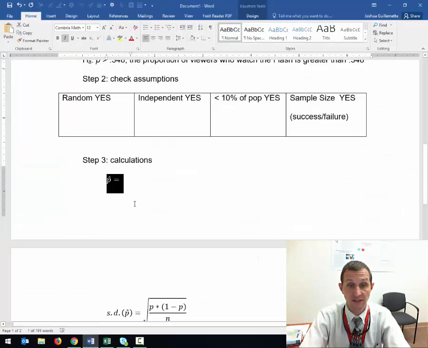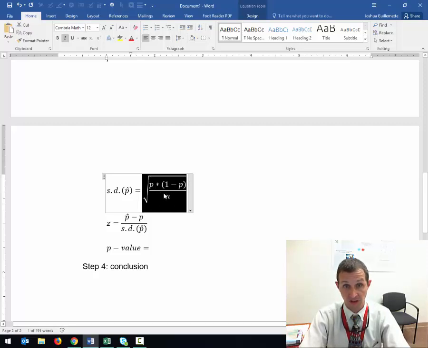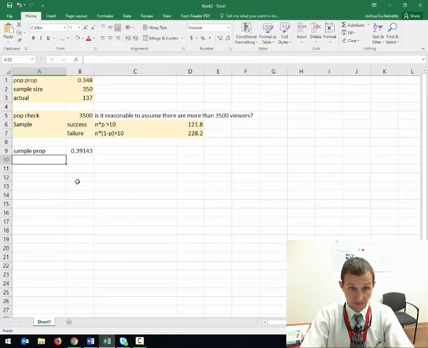The next thing that we need after our sample proportion is the standard deviation for our sampling distribution, right? And so that's going to be the square root of p times 1 minus p divided by n, or the proportion successful times the proportion failure divided by n inside the square root.